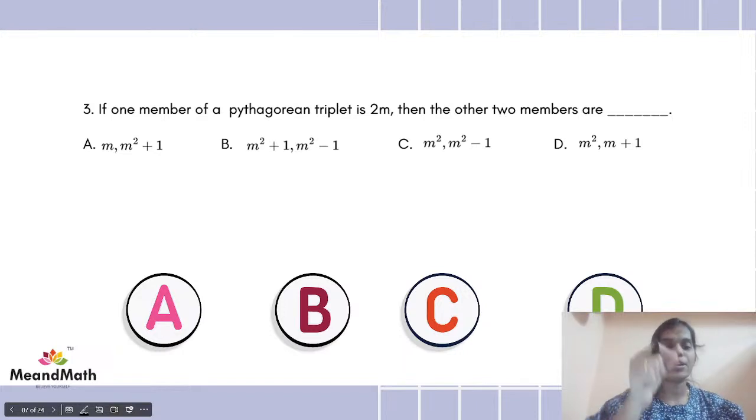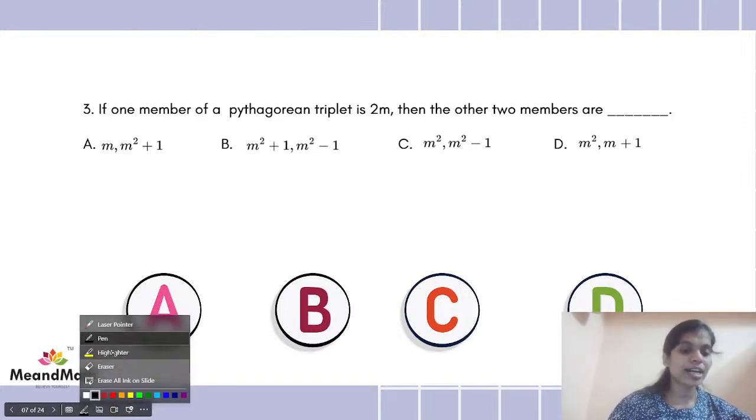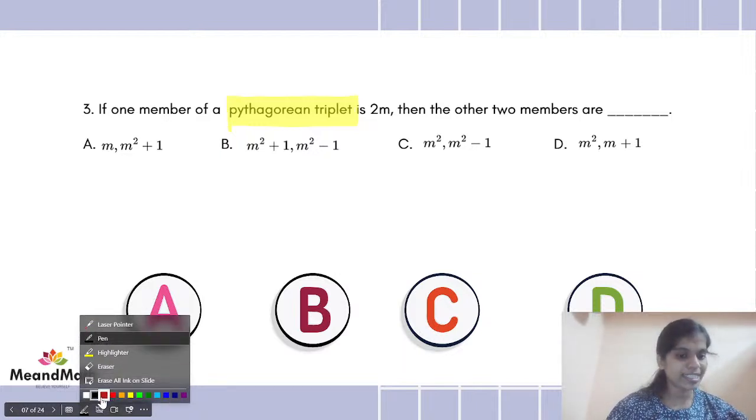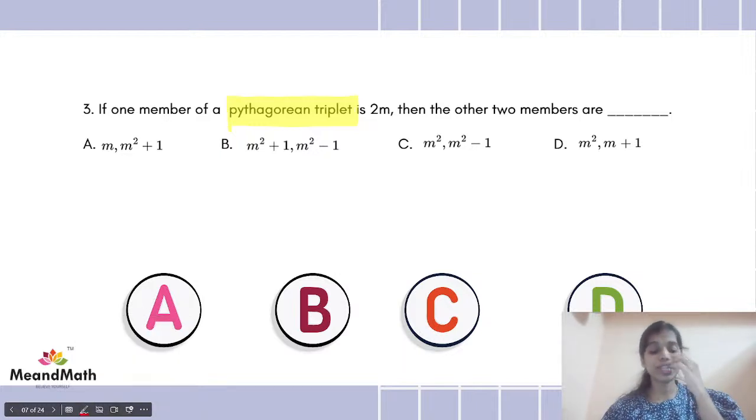Now the question is, if one member of a Pythagorean triplet is 2m, then the other two members are. What does this Pythagorean triplet mean? What does the word Pythagorean triplet say? So it is 6075. Yes, exactly, that is 6075. Now we can move to the next question. What does the word Pythagorean triplet state? Come on, give me the answer. Got it? Next question, please. What is a Pythagorean triplet?